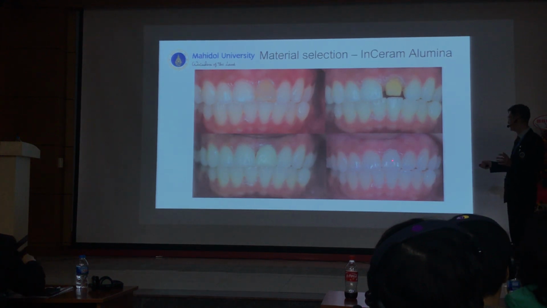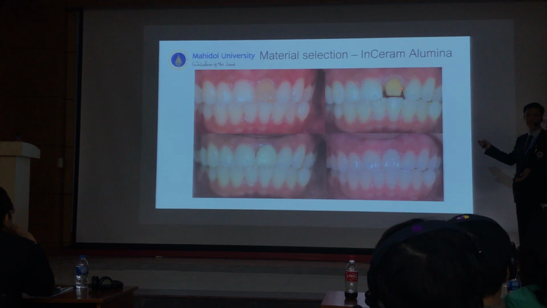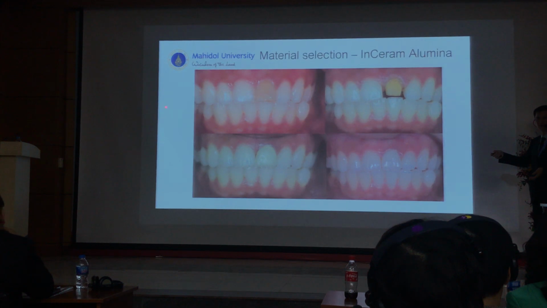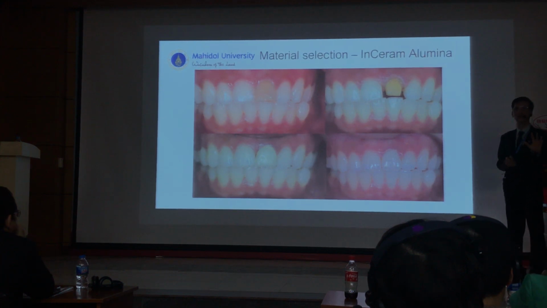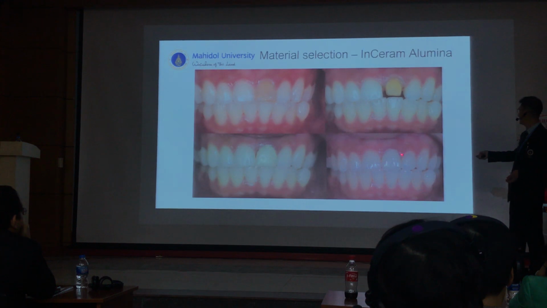The patient is happy. What is the material? It is Incident. Incident is a polycrystal, so the light cannot pass through a polycrystal easily. So we don't need to worry about the color. It covers the color. If you use IMAX, you have to be careful. You have to choose the color very white. Maybe it's okay for the white. But this one, you're going to see is very translucent, and you have no effect on the color underneath.